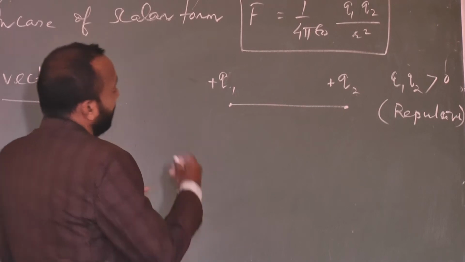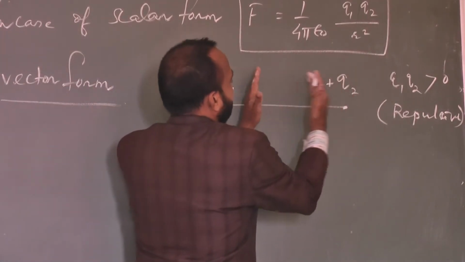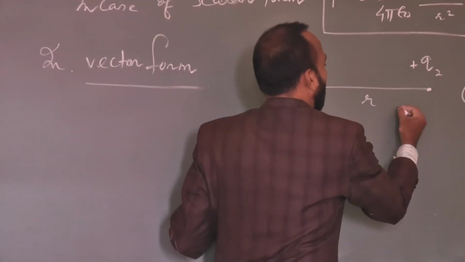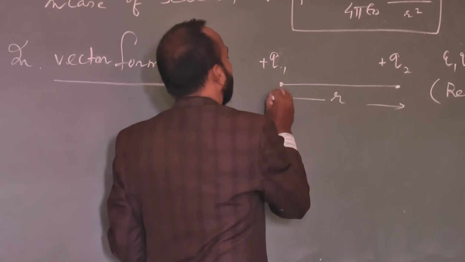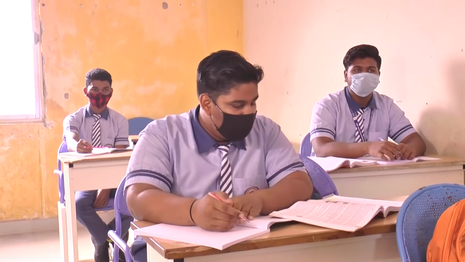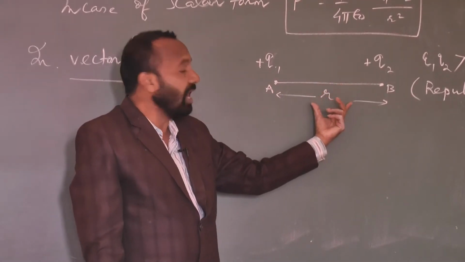Suppose this force of interaction is there, the positive charges will move away from each other. Within what separation? r is the distance apart between them. This is position A, this is position B. At position A, a positive charge q1 is there. At position B, a positive charge q2 is there. The distance of separation is r.